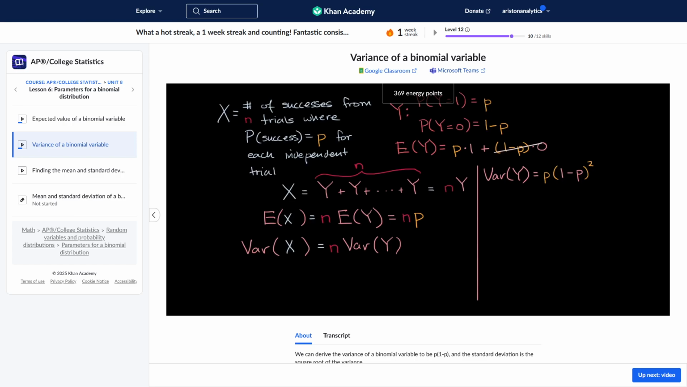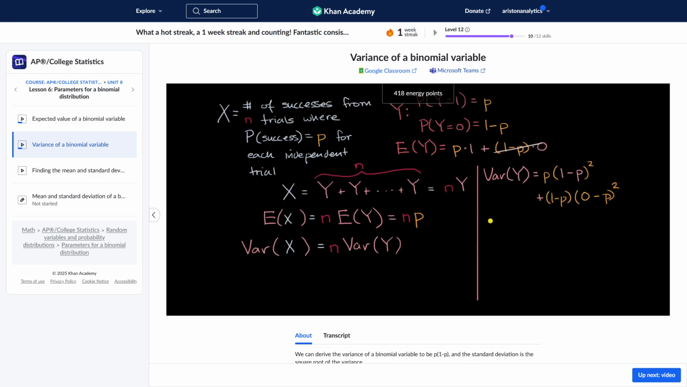And then, plus, we have a probability of 1 minus p for the other possible outcome. So in that outcome, we are at 0. And the difference between 0 and our expected value is just going to be 0 minus p. And once again, we are going to square that distance. And so this is the expression for the variance of y, and we can simplify a little bit.